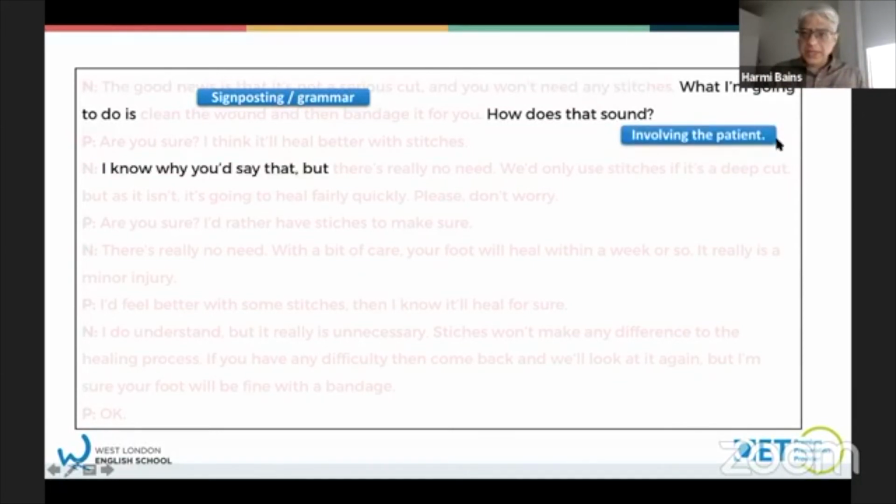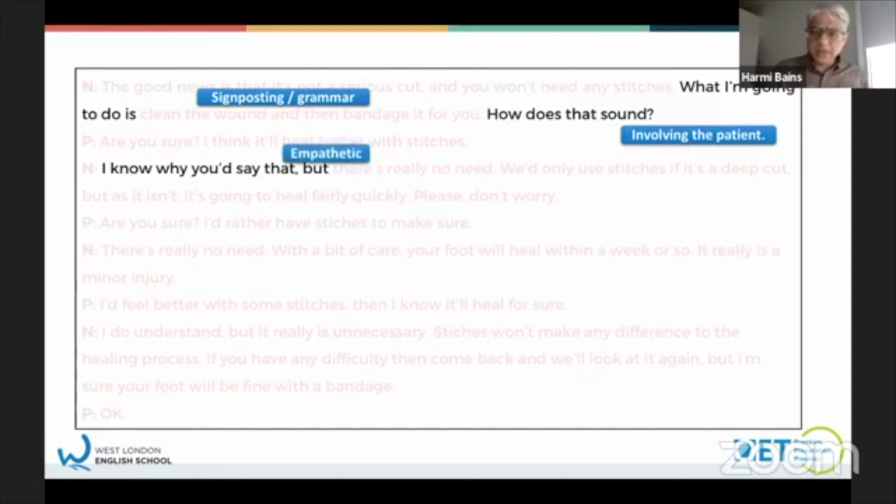I know why you say that. Again, it's a nice little phrase as well. You're taking into consideration the patient's perspective. The patient wanted some stitches. They didn't need stitches, but you didn't dismiss the patient. The nurse didn't just say, no, look, you don't need stitches. Actually, they took on board what they were saying, and it's a nice thing to say. I understand why you say that, or I know why you'd say that.